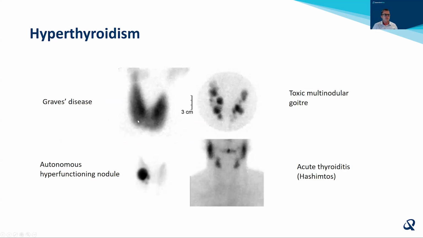So it's Graves' disease. This patient has diffuse homogeneous increased uptake. This patient has a toxic multinodular goiter with multiple autonomous hyperfunctioning nodules. This patient has one large autonomous hyperfunctioning nodule with suppression of activity in the remainder of the thyroid gland. And this patient has no uptake in the thyroid bed, and that's often due to an acute thyroiditis, usually Hashimoto's. Excuse the spelling error.